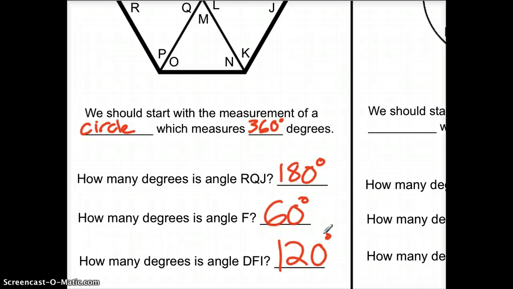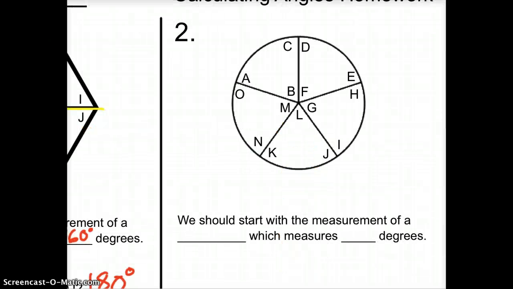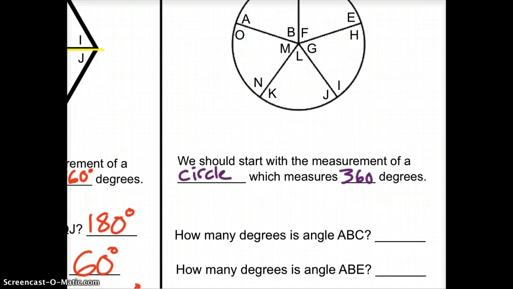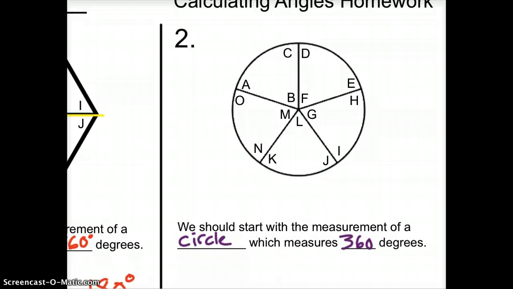Let's take a look at our next problem. Just looking at this, I can tell that I'm going to start with the measure of a circle, which I know is equal to a 360-degree rotation. Let's look at our first problem. How many degrees is angle ABC? So I'm going to find angle ABC. Here's A, here's B, and here's C. So I want to find this portion of the circle.